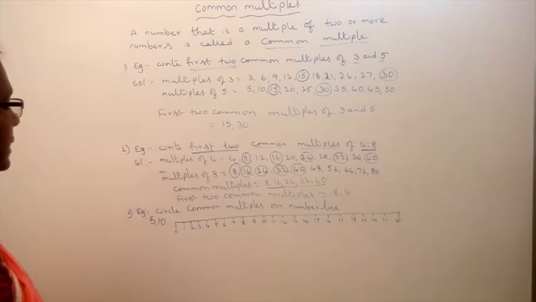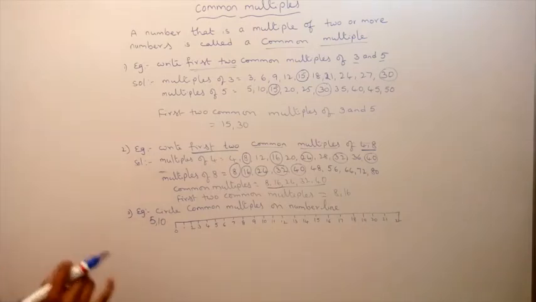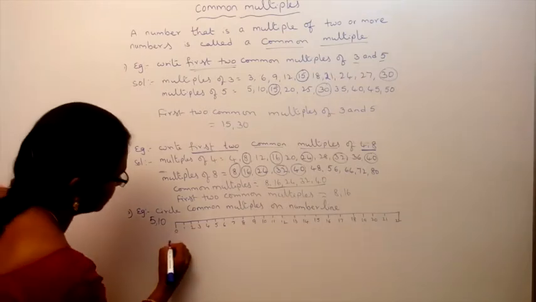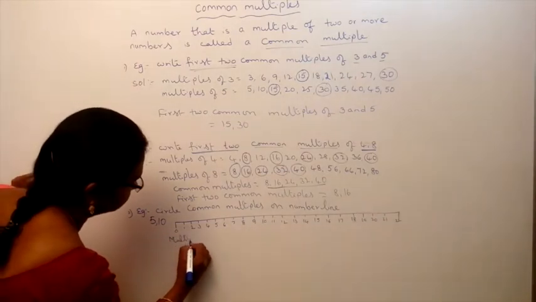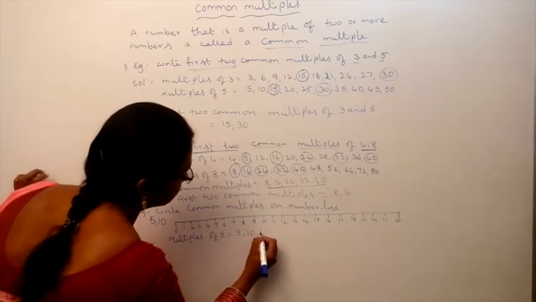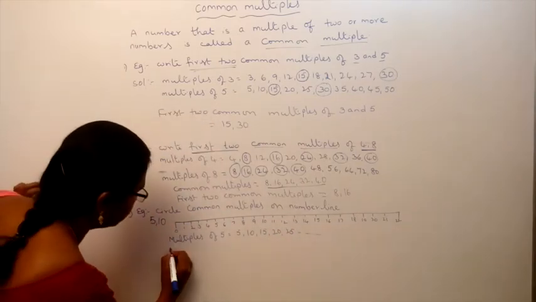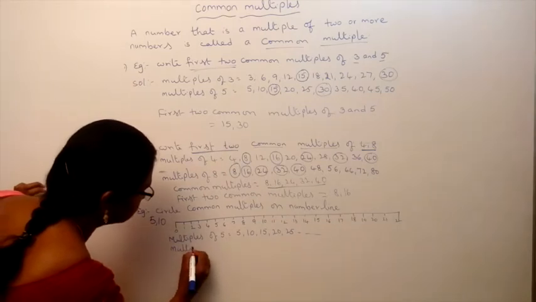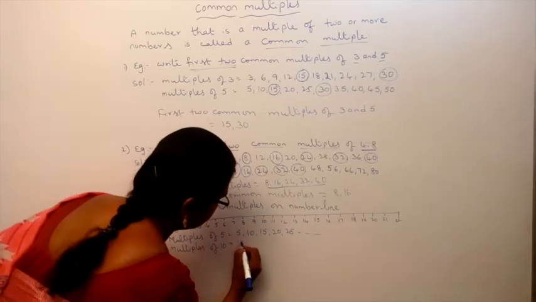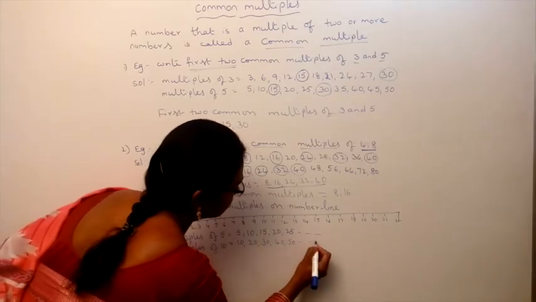Next, third question. Circle common multiples on number line. How to draw the number line and how to circle the common multiples. What is the question? 5, 10. First we have to write multiples of 5. 5, 10, 15, 20, 25. Next, multiples of 10. What are those? 10, 20, 30, 40, 50, and so on.